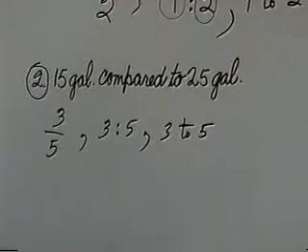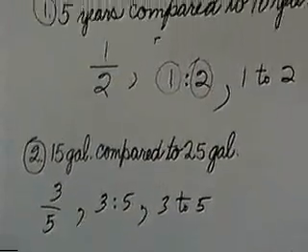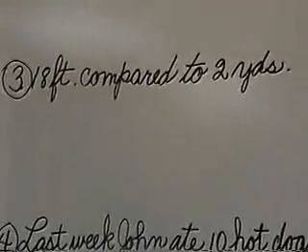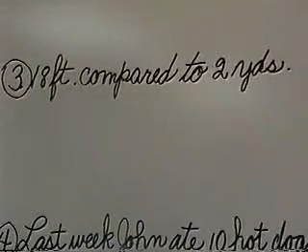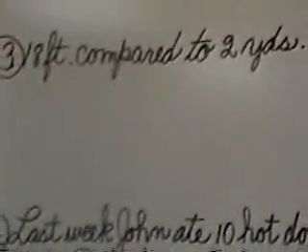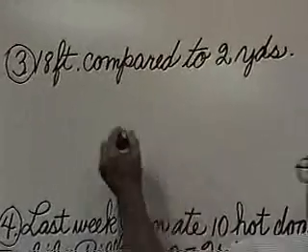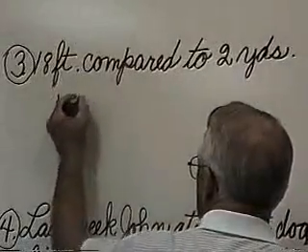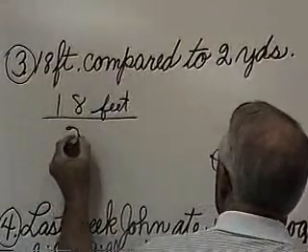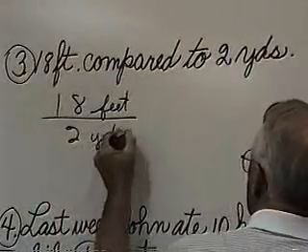Okay, let's look at number 3. And here's where the words become important. It says write the ratio of the comparison of 18 feet to 2 yards. So we have 18 feet to 2 yards.